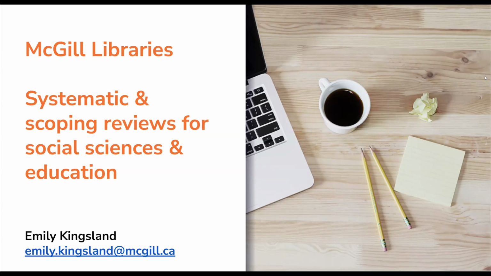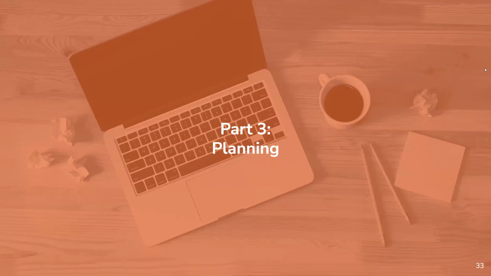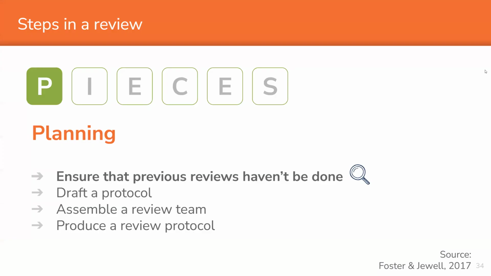Now we're going to talk about Part 3, Planning. The first step in the planning process is to ensure that previous reviews haven't been done before. Here are some sources for finding systematic and scoping reviews to make sure that no one has written about your topic before.